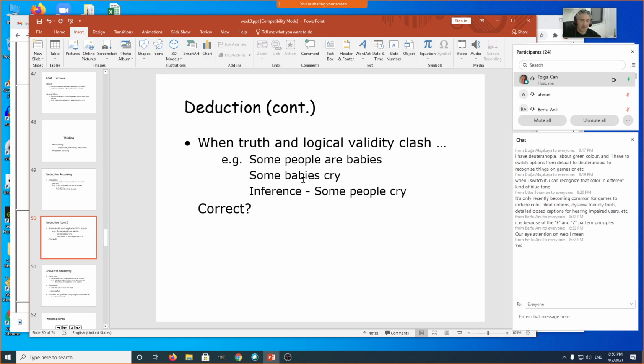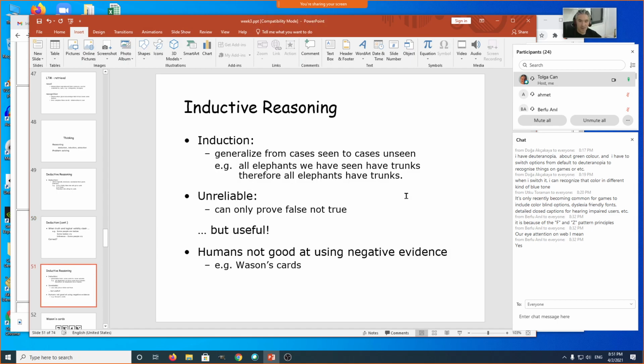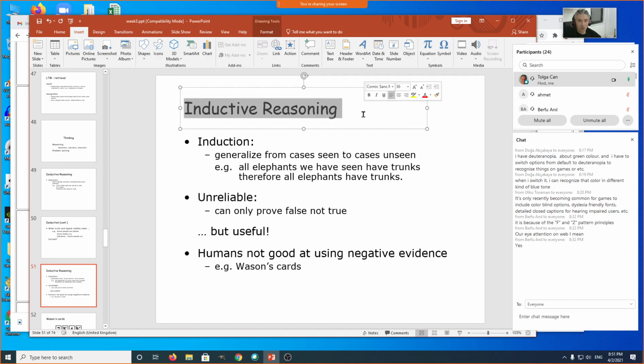And sometimes there is a difference between truth and logical validity. Some people are babies, some babies cry, so some people cry. This is correct actually, but it is not deductive, because when we say some people cry, we may not actually be referring to babies. It may have a totally different meaning. There is also inductive reasoning, which sometimes may lead to incorrect results.